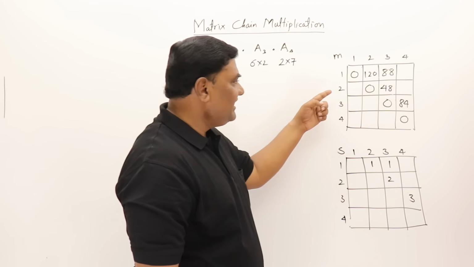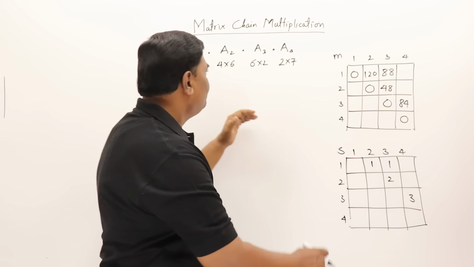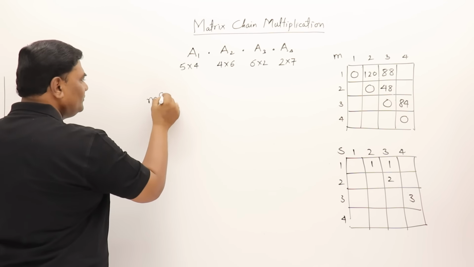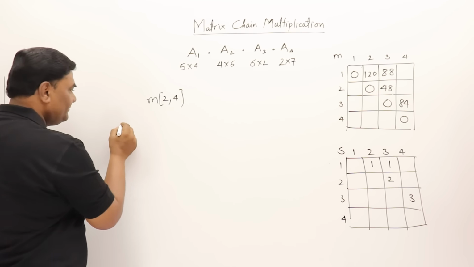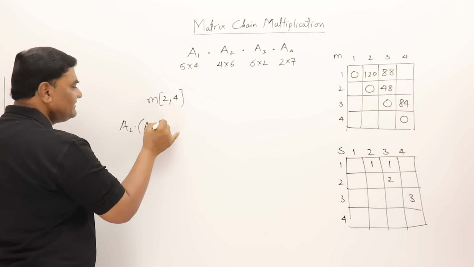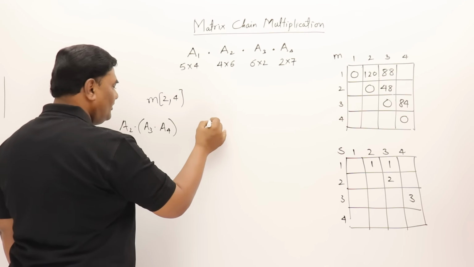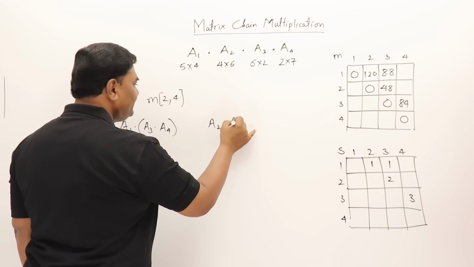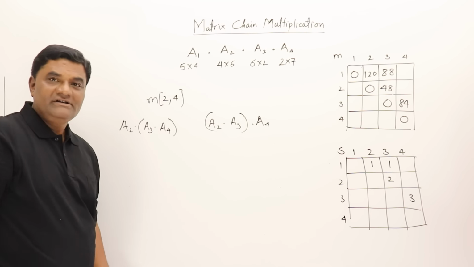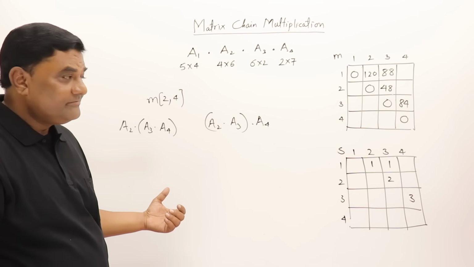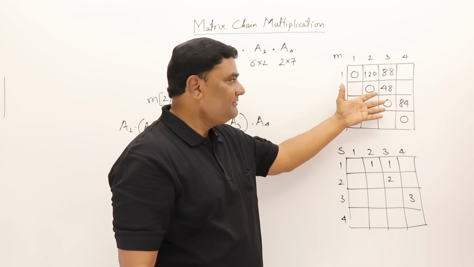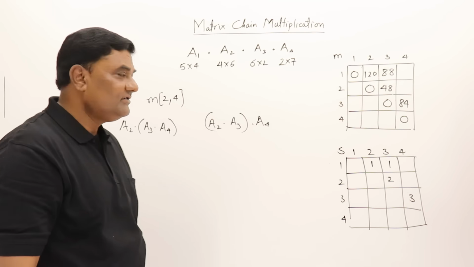I should find out m of 2 comma 4. Means I should select these three. So m of 2 comma 4. In this there are two possibilities: A2 multiplied with the result of this one, or A2 multiplied with A3 and the result with A4. So in this way I am trying all possibilities, but an easy method, because the result I can get from the table. From the table I am getting the values and I am filling the table.